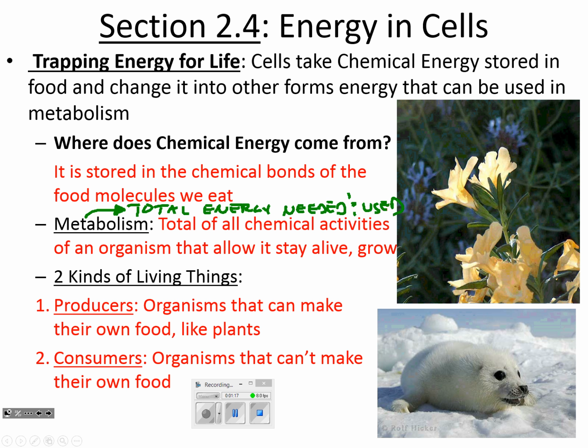But no matter whether you're talking about a producer or a consumer, the energy that is needed and used is known as metabolism. Okay, that is what we call metabolism: the total amount of energy that an organism uses. So whether it's a flower, it uses energy to grow and to make seeds so that it can make more flowers. That is its metabolism. Or it's a seal pup that's growing and changing. Its metabolism is the total amount of energy it uses.